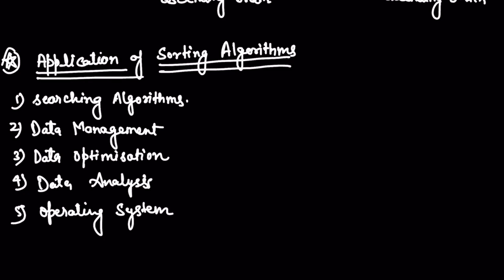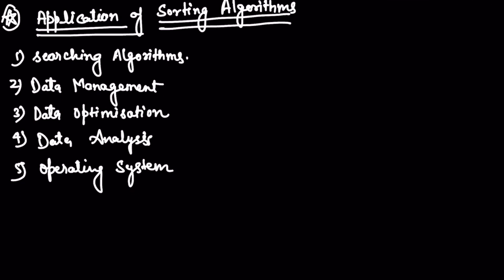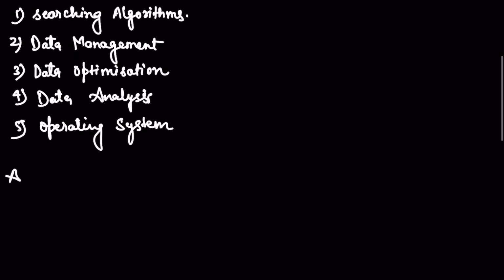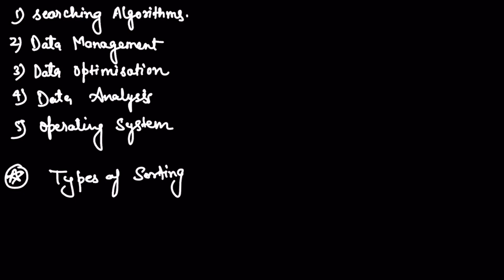For example, in operating system, we have learned about memory management, file system organization, and task scheduling. So all these operations utilize the sorting algorithms. So next is types of sorting algorithms.